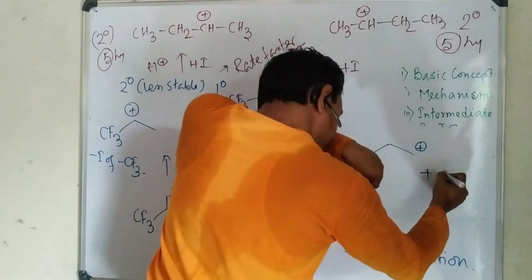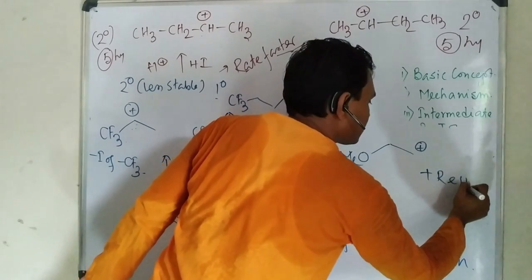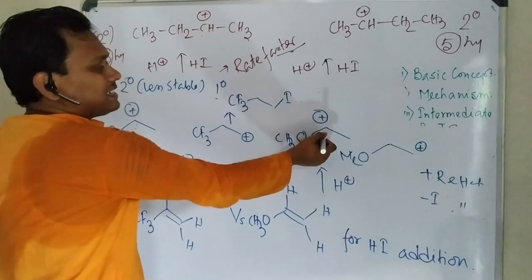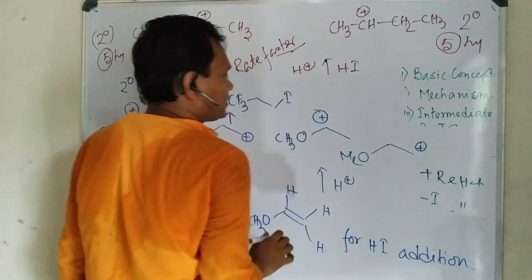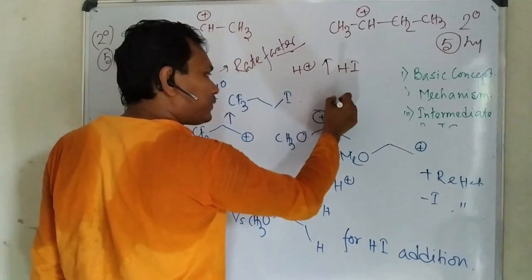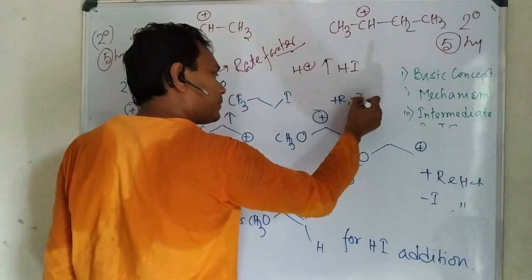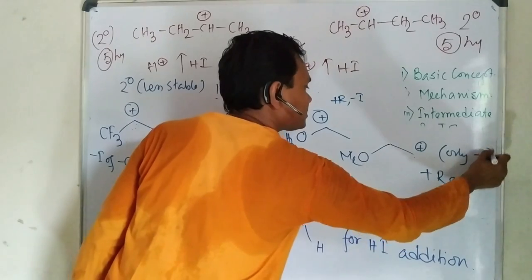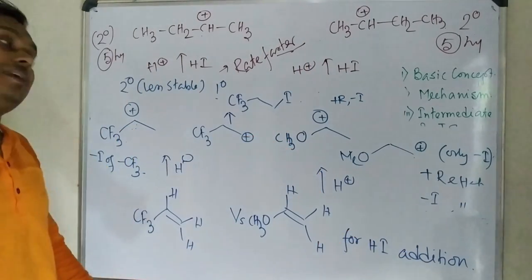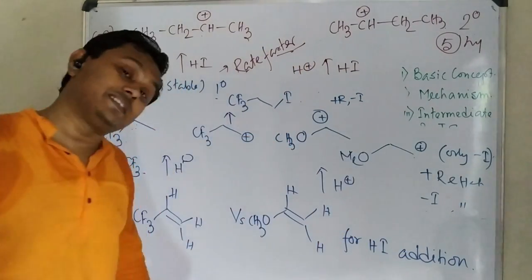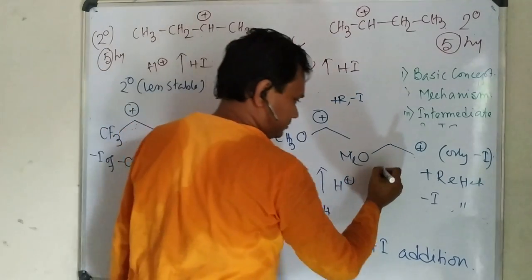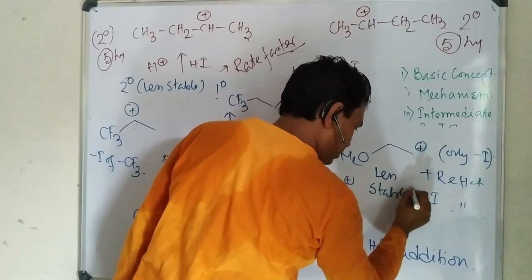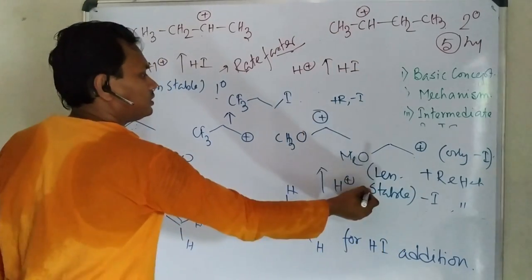It could insert plus R effect and minus I effect. Fine. Plus R is an adjacent effect, minus I is little different. So, at this position, both plus R and minus I operate. But at this position, only minus I operates. So, there is a cation and on this cation the minus I effect is exerted. So, it is less stable. Although both are primary, it is less stable compared to this.